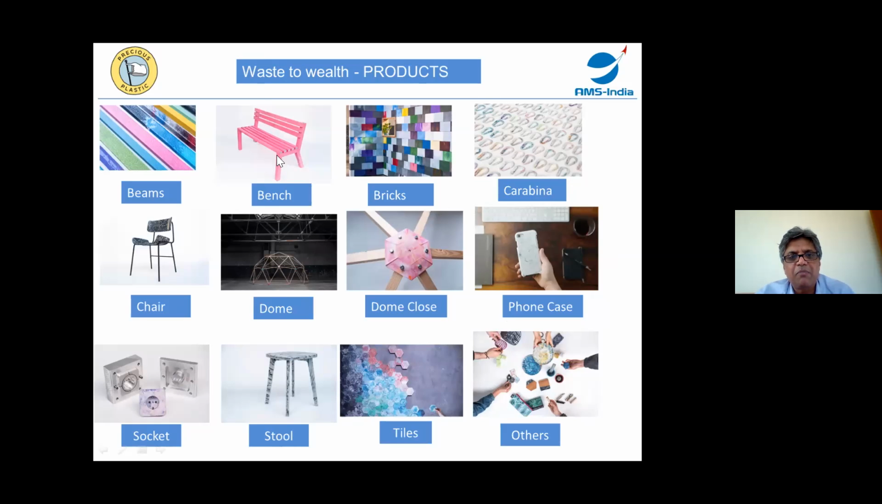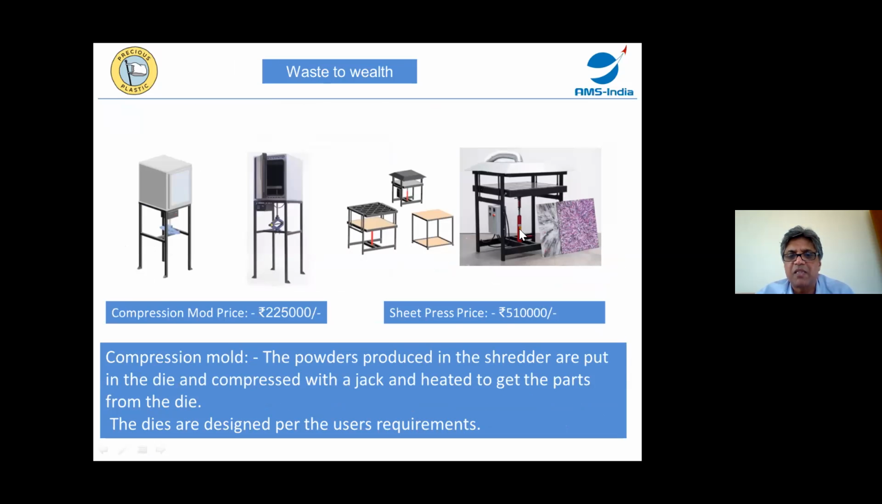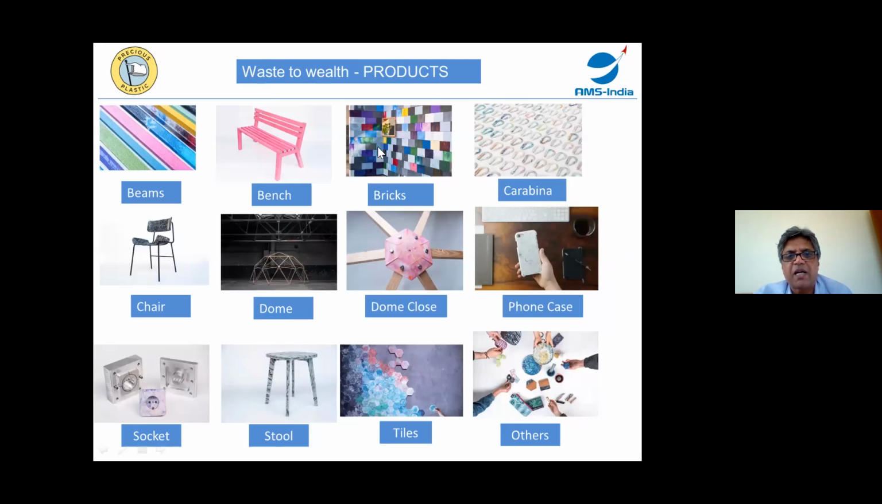For example, this bench and the bench beams that you are making, these are all made out of the sheet press. For example, you can see over here this type of machine. Sheet press machine is there. It's a smaller one and a bigger one. Both we have. And here these parts are being made.